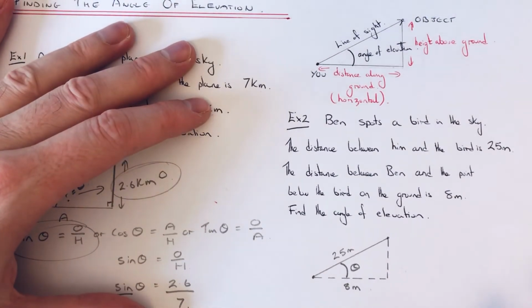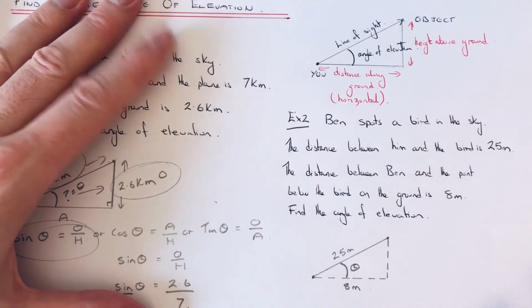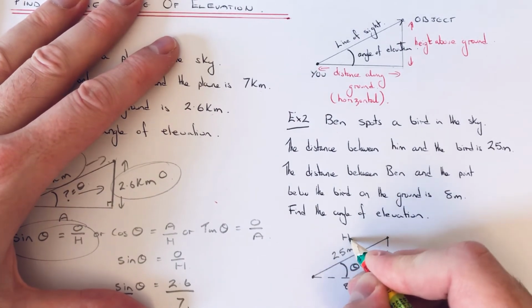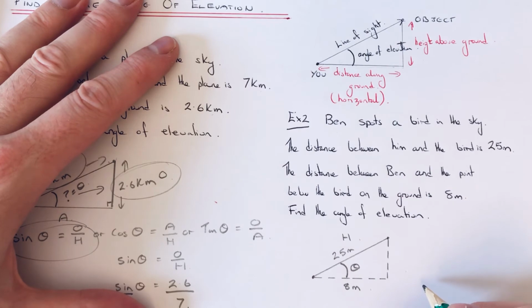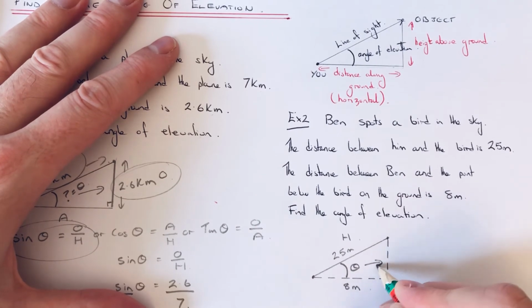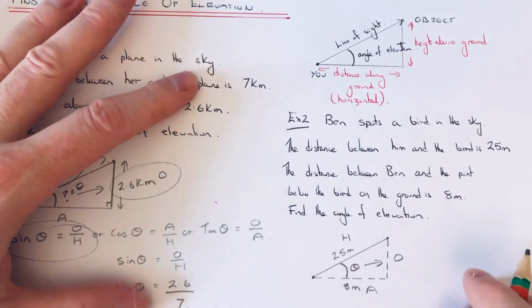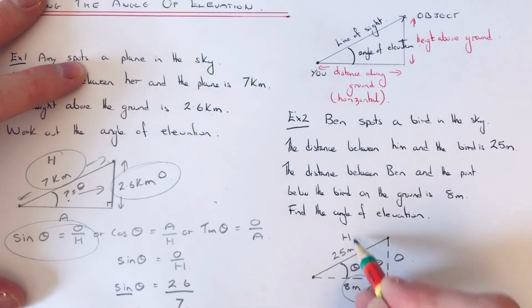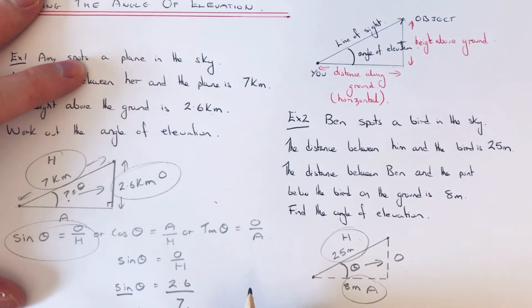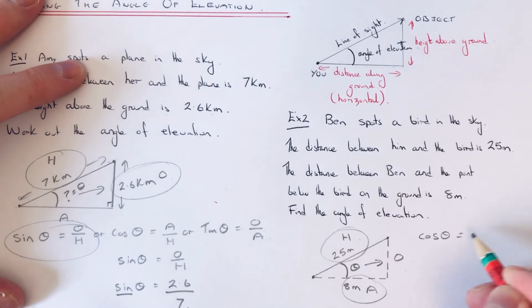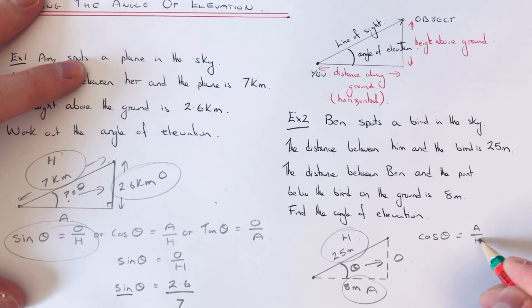Okay, so if we label up our triangle again, because we've got to work out the angle and we've got two sides. So H is our longest side, the hypotenuse. The side opposite the angle of elevation is the opposite. And the third side is the adjacent. So this time we have A and H. So the formula with A and H in is cos this time. So it's cos theta equals A over H.